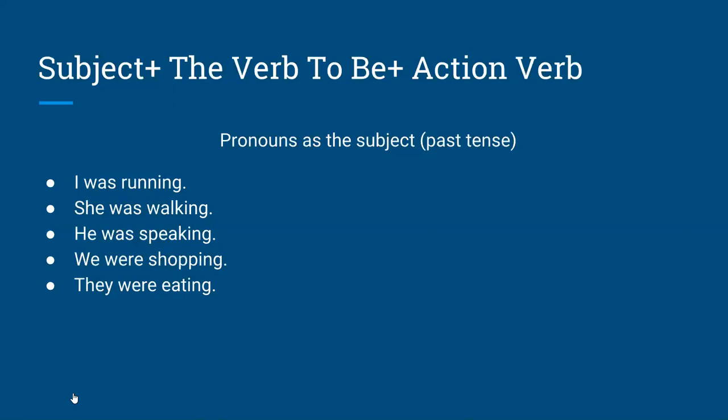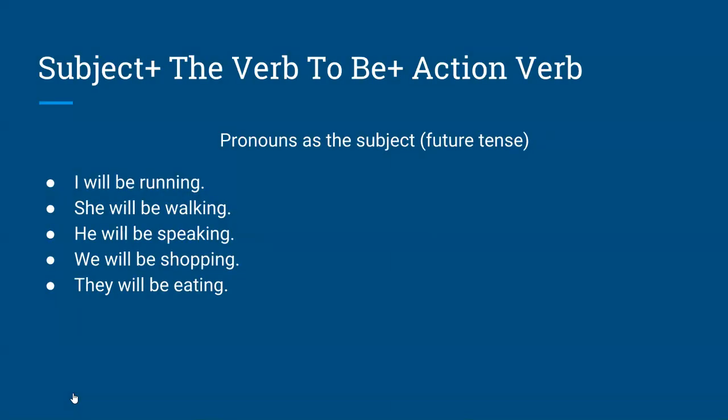I was, she was, he was, we were, they were. Now we're just going to add our action verb. I was running, she was walking, he was speaking, we were shopping, they were eating. And there you go. So that's that.